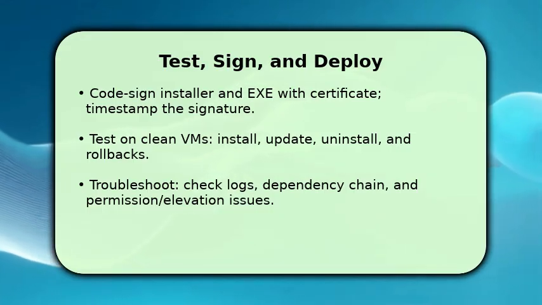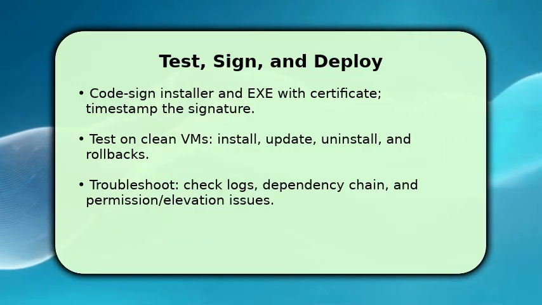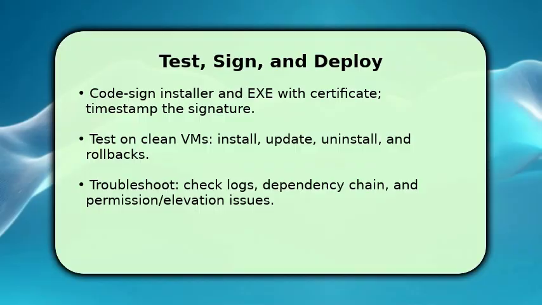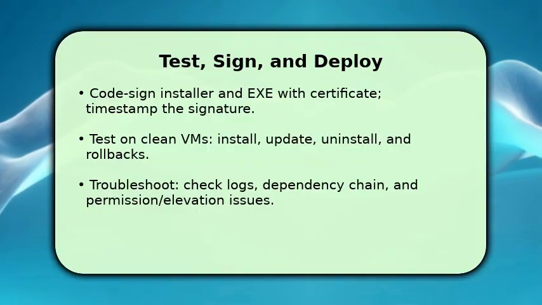Once done, run full tests on clean virtual machines. Install, update, uninstall, and simulate failures to verify rollbacks. Make sure to produce release builds and generate an installer manifest. If something goes wrong, check logs, dependency chains, and whether elevation or missing prerequisites caused the failure.